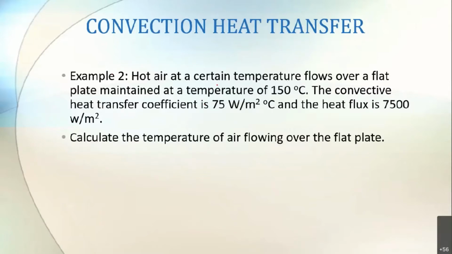Hot air at a certain temperature is flowing over a flat plate maintained at a temperature of 150 degrees Celsius. The convective heat transfer coefficient, this is the second way we can call the value of h, is 75 watt per meter squared degree Celsius, and the heat flux is 7500 watt per meter squared.